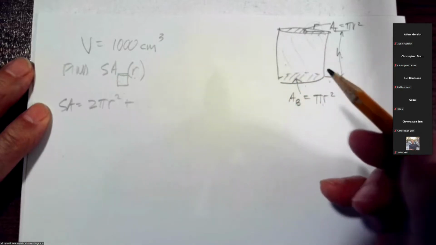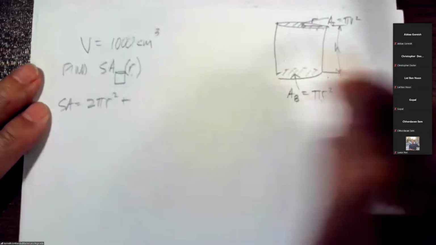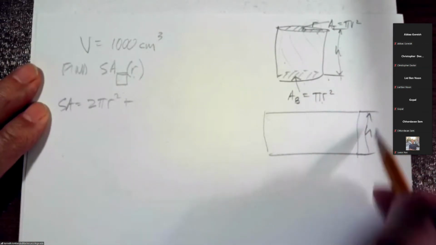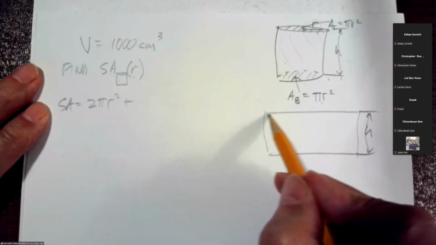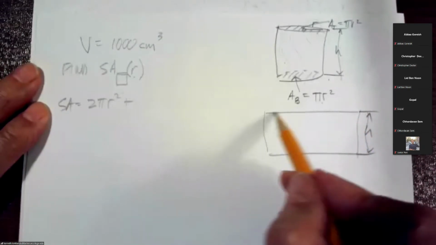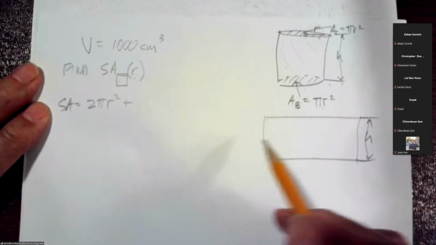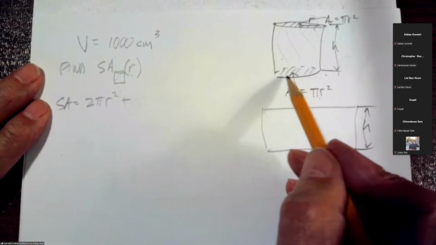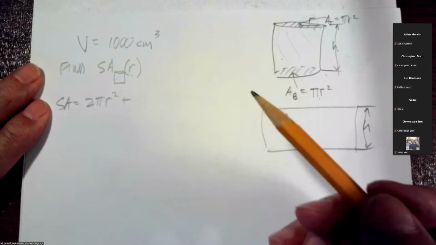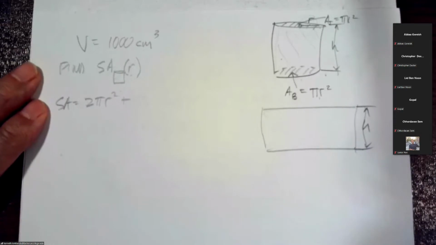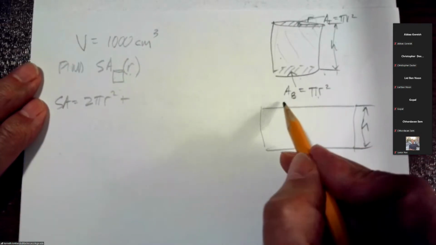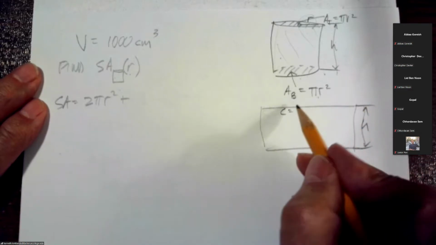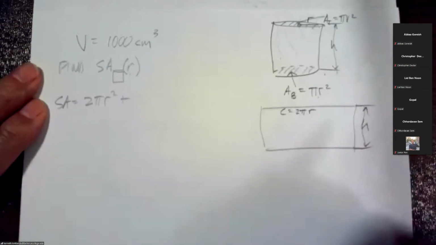And what's the surface area of the side? If we cut this and laid it out flat, it would sort of look like this, wouldn't it? Where this is H. And how about this distance here? What would be the formula for this distance? It'd be the formula for the circumference of a circle. What would that be? Circumference of a circle is what? 2 pi times the radius. 2 pi r. Okay.